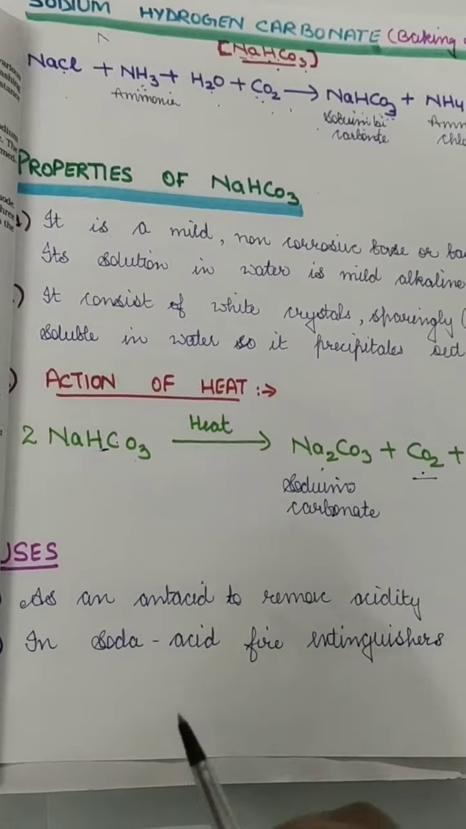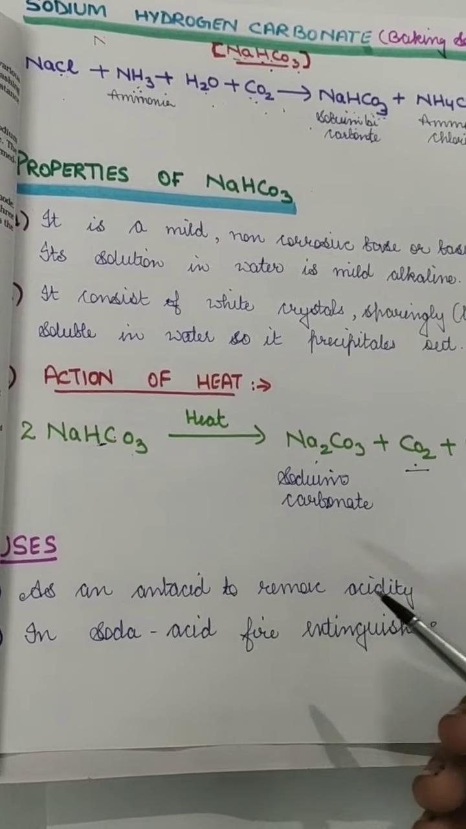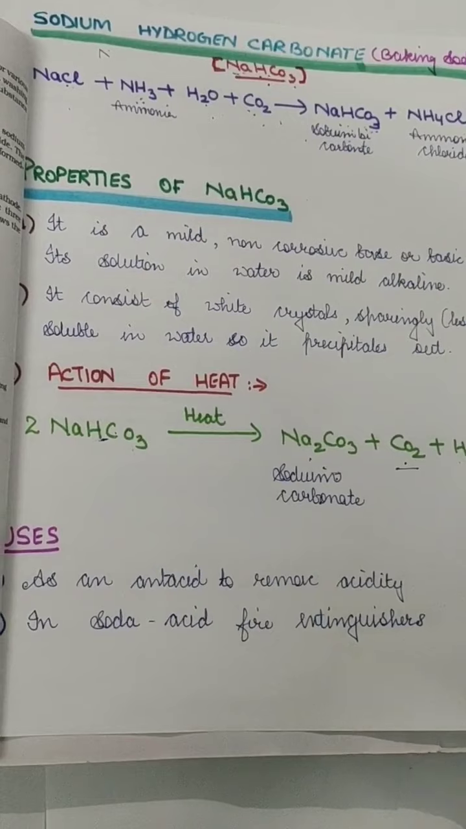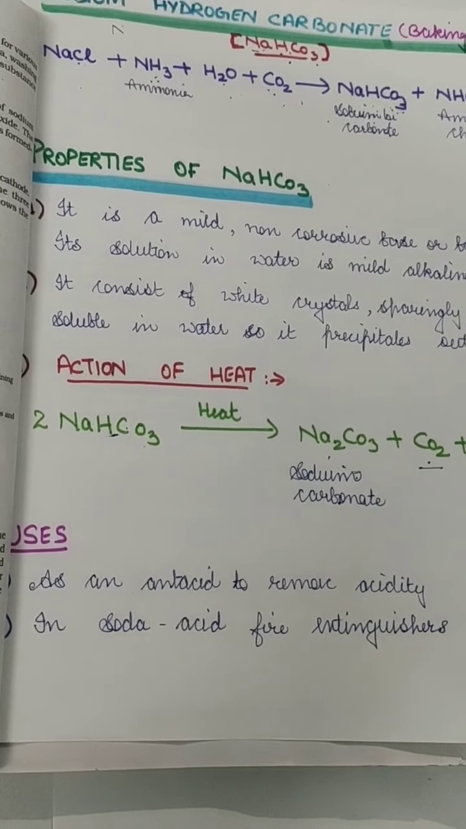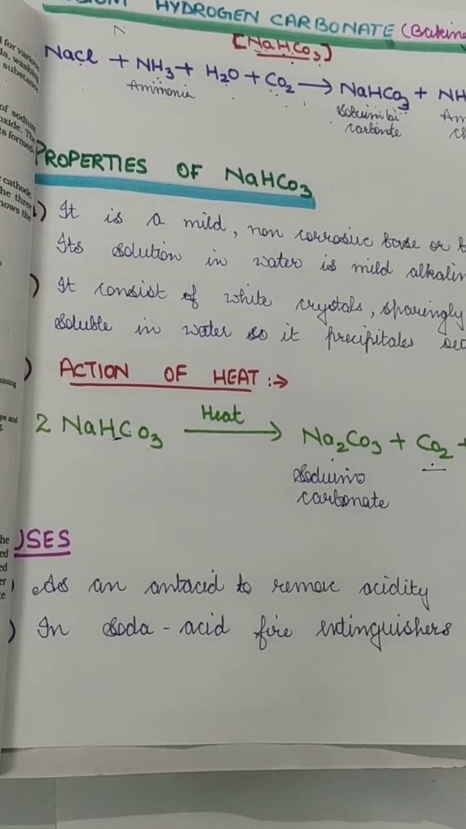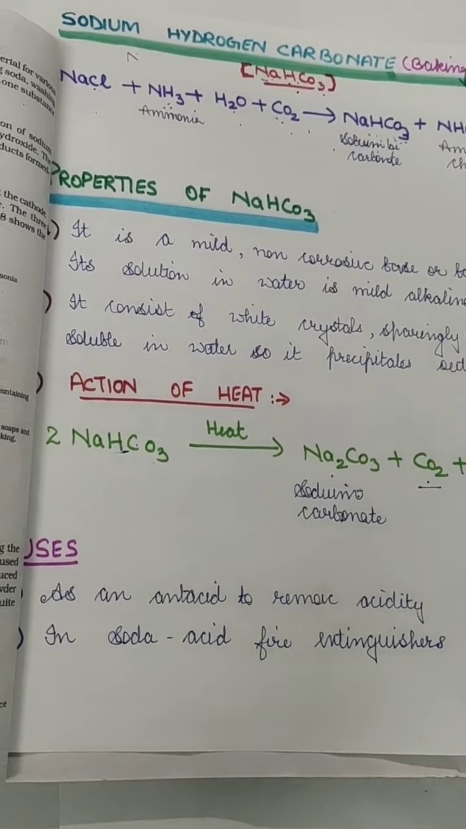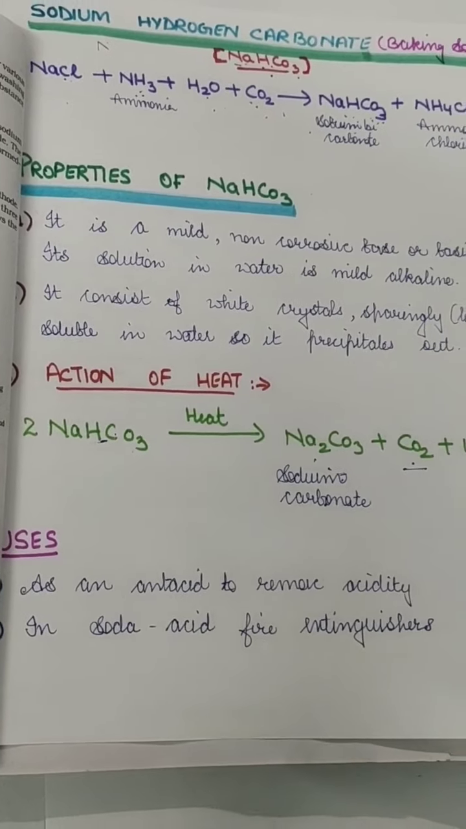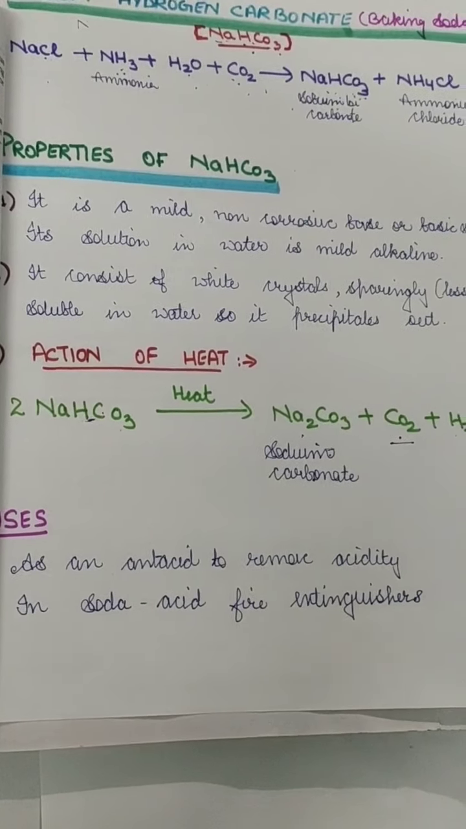Now the uses: it is used as an antacid to remove acidity. You have seen there are a lot of ads on TV that say just have ENO to get rid of the acidity. So ENO is the same thing, which has this baking soda in it. This is also used as a fire extinguisher.